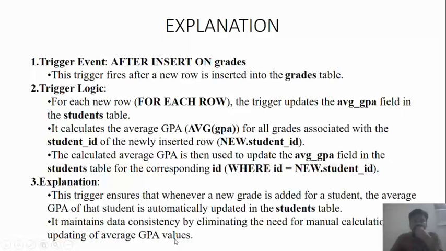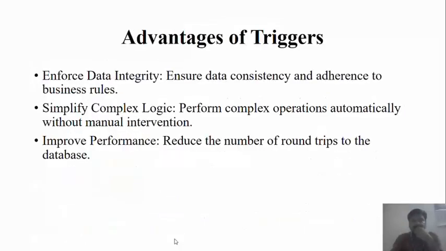So you can see, if you want to restrict a set of GPAs to some specific range, you will use a before trigger. If you want to use the table for the particular event afterwards, you can use an after trigger. So these are the advantages of triggers: enforce data integrity, simplify complex logic, improve performance. These are the advantages of using triggers.